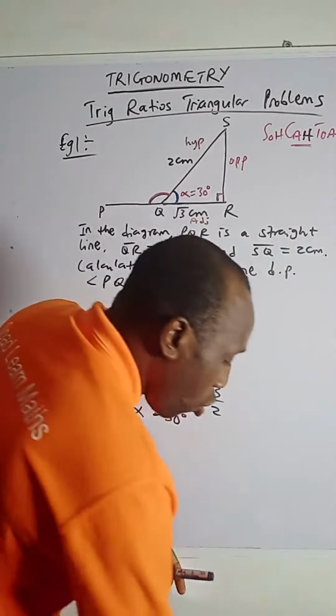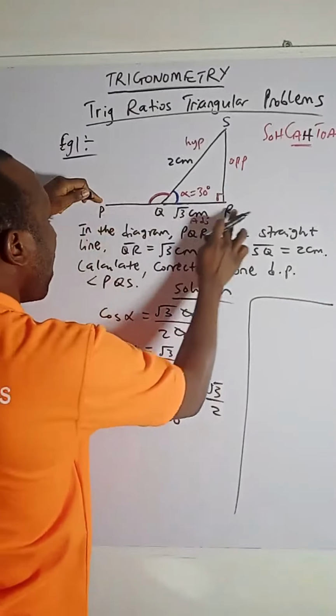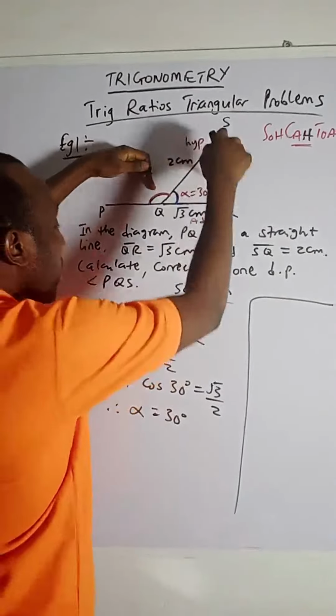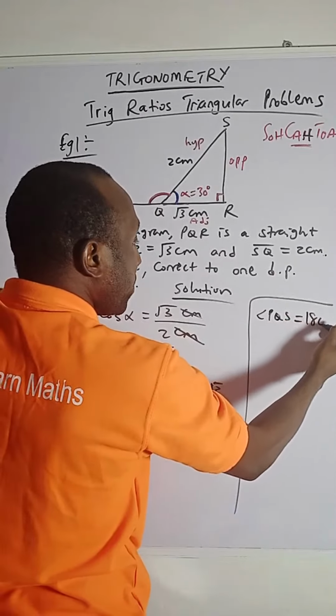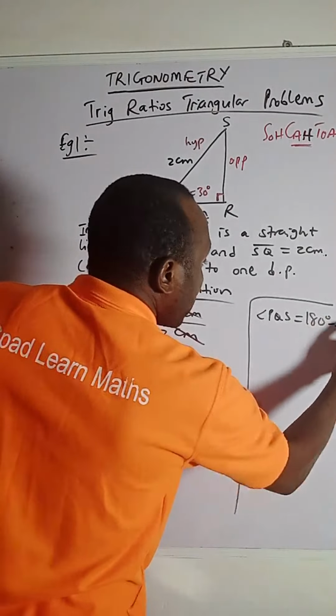Now, back to what I told you before, PQR is a straight line. And for us to get this angle PQS, angle PQS will be equal to 180 degrees minus 30 degrees. Hope you can see that.